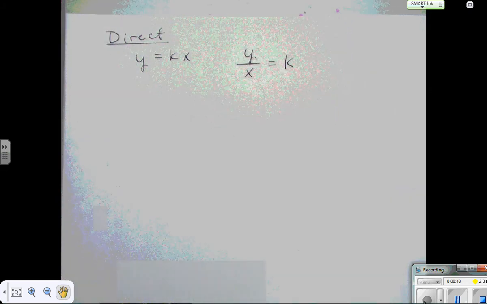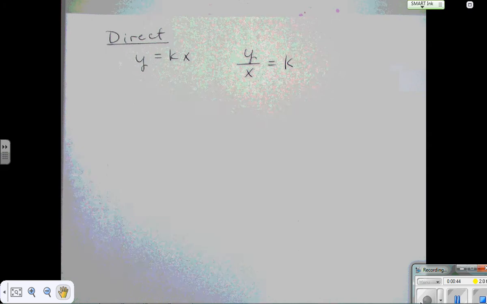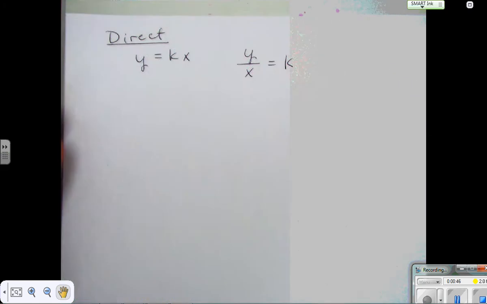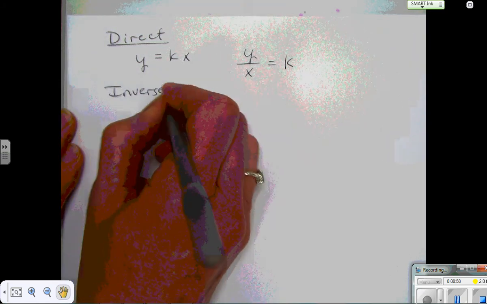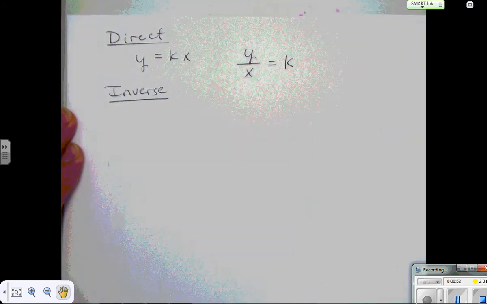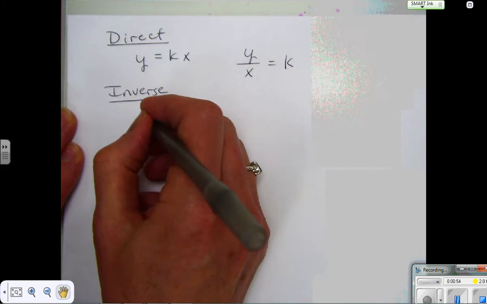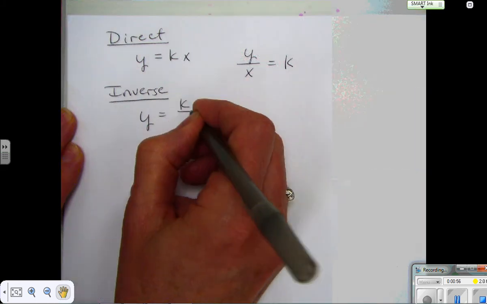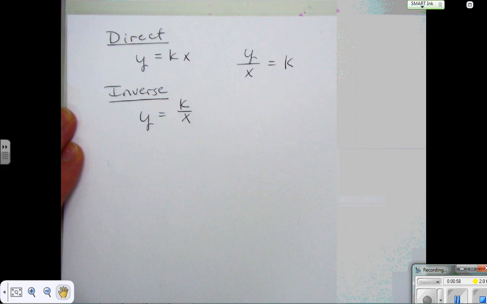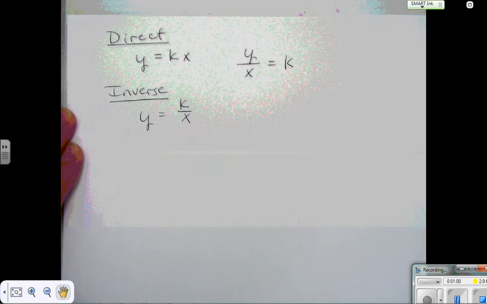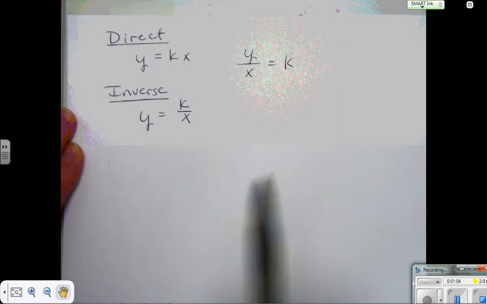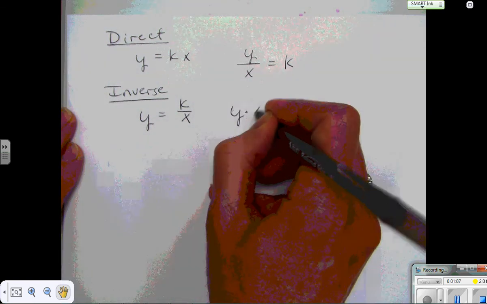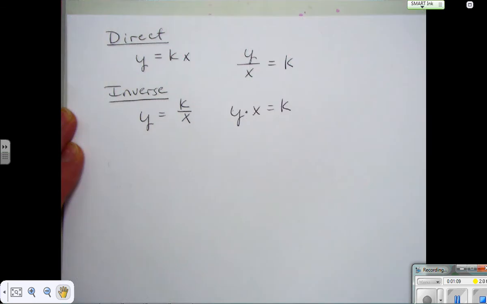Notice that it's a linear function. As the value of x increases or decreases, the value of y will do the same. If you have an inverse variation, that equation is in the form y equals k divided by x. Okay, so notice instead of k times x, it's the constant divided by the variable. Another form that you might use would be y times x equals k.